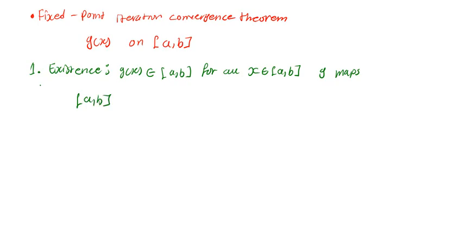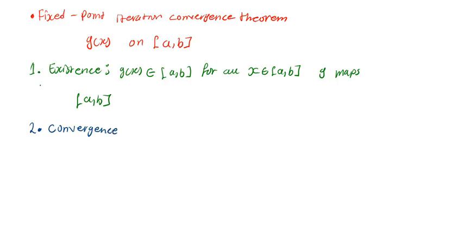So let me try to say it again. For g of x within this interval, for all values of x within this interval, g maps the interval into itself. If your g maps the interval into itself, this means that g has at least one fixed point on this interval. That's the first condition. The second condition is you're going to look at convergence itself.